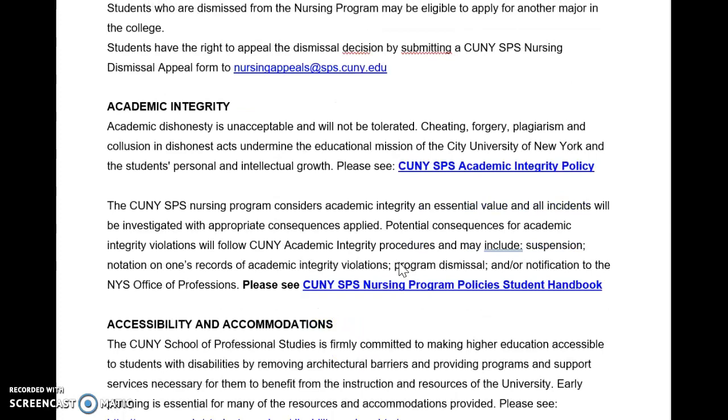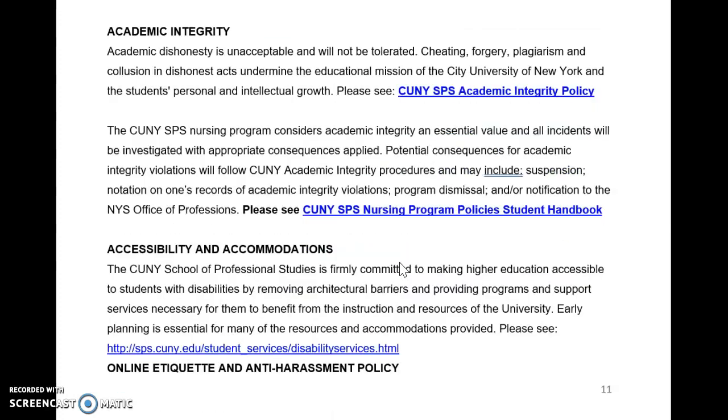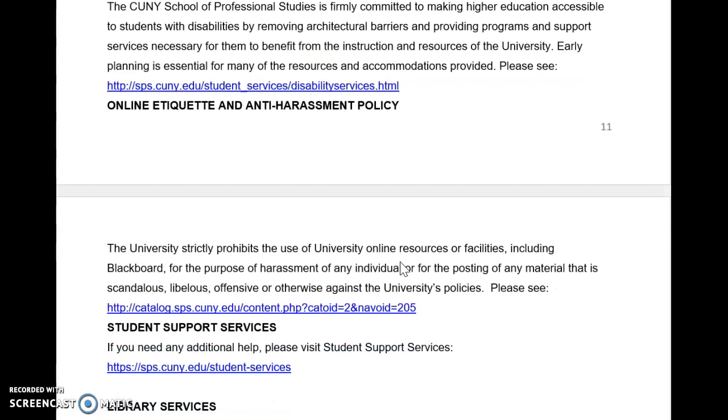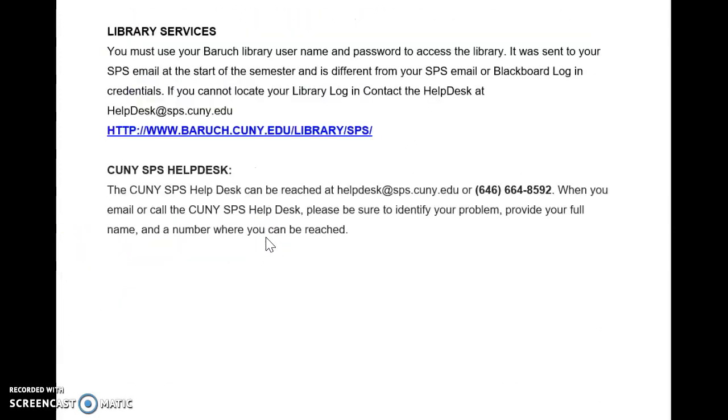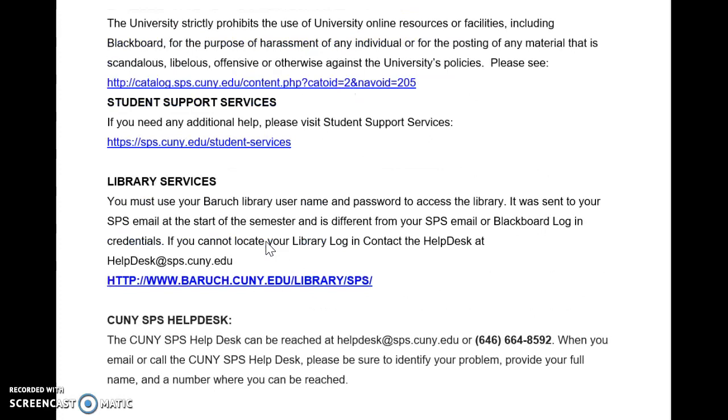Academic integrity is very important as you move through your career here at SPS or any other academic organization for that matter. And this is just more information. Going ahead, this is now your course outline, and the rest of your syllabus is located there. If you have any questions, please let me know.